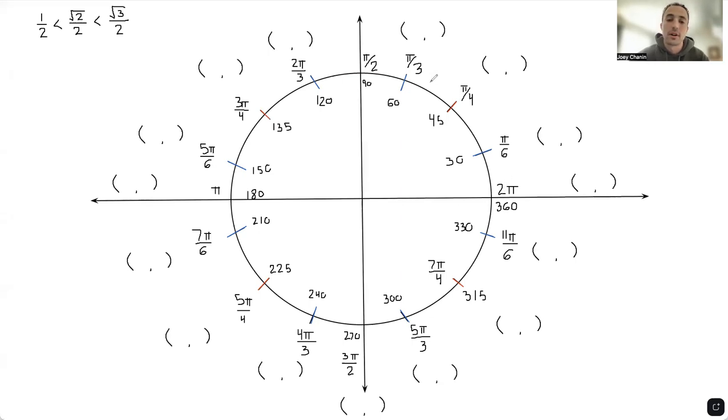Okay, so we already filled in all of our angle measures. That's pretty straightforward as far as following the pattern for the blue tick marks, or the first and third in each quadrant, and the red tick marks, or the second one in each quadrant.